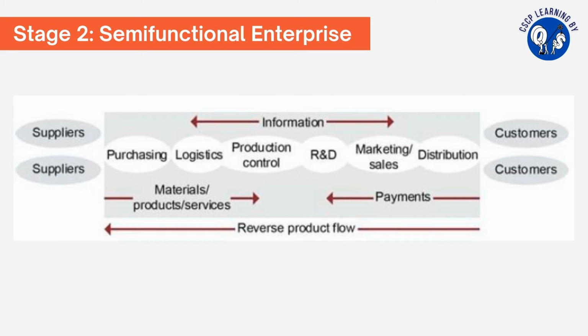Stage 2, Semi Functional Enterprise. Look at the big square in the middle of this image, which is a central company. You can see that internal departments have aligned. Things have improved compared to the earlier stage. Information is flowing better within the company and they have defined different areas or functions within the organization. Each of these functions knows its role and what it is supposed to do, but there is an issue.